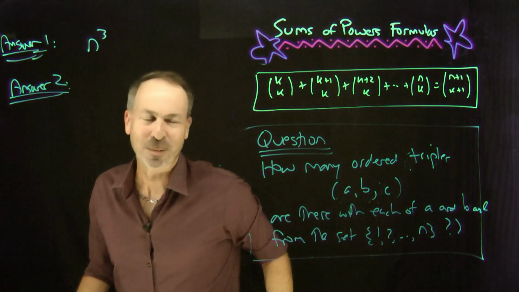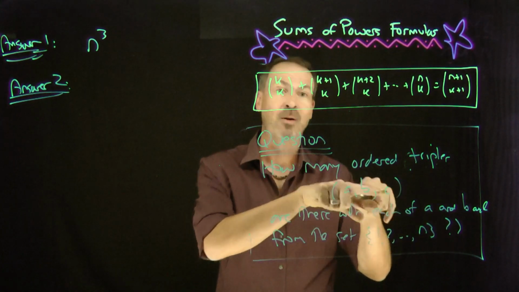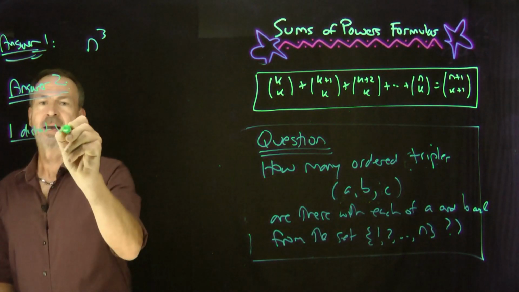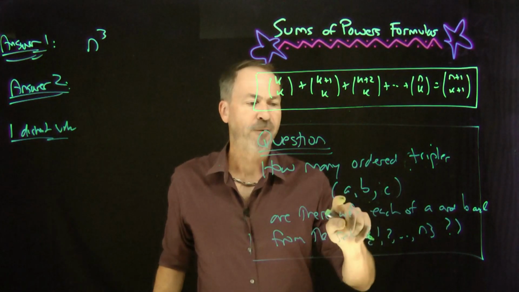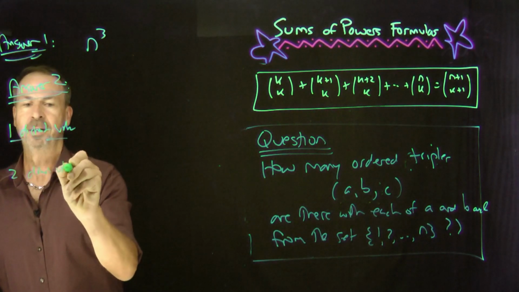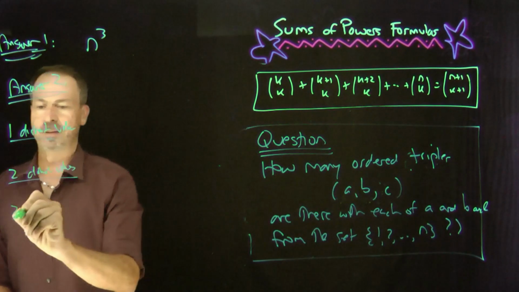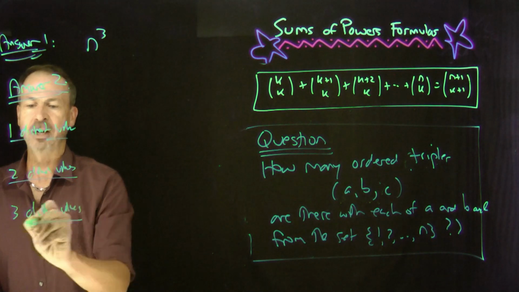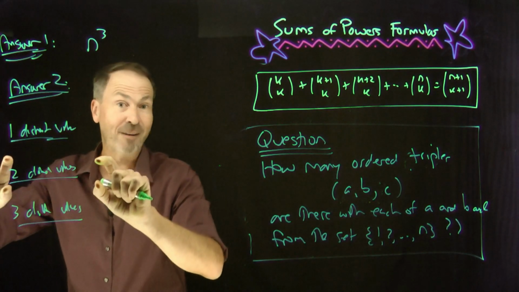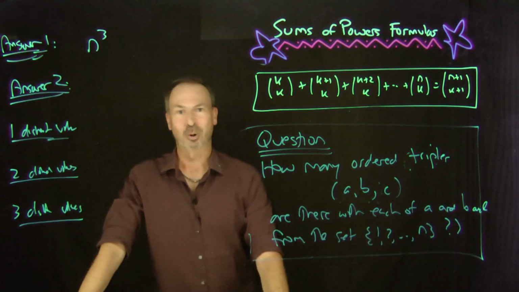By splitting this into all sorts of possibilities. Maybe there's only one distinct value appearing here, like they're all the same, 5, 5, 5, or 7, 7, 7. So maybe there's just one distinct value. Maybe there's two distinct values, like 4, 4, 3. Or maybe the triple involves three distinct values, 7, 1, 19. So I'm going to count how many triples have one distinct value, how many have two distinct values, how many have three distinct values, add up the results, and that must be the second answer to this question.